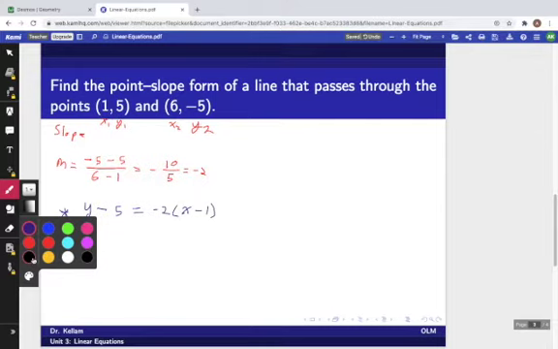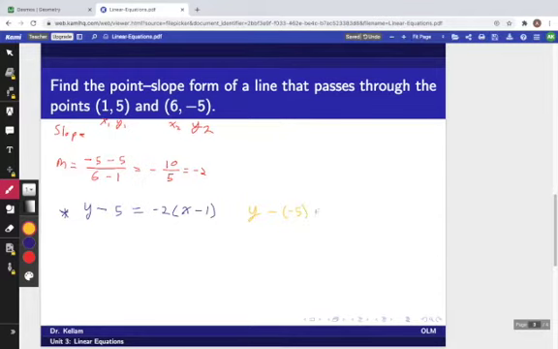The second possible answer is y minus negative 5 equals negative 2 times (x minus 6), which simplifies down to y plus 5 equals negative 2 times (x minus 6). Both of these answers are correct, and they both are the same line.